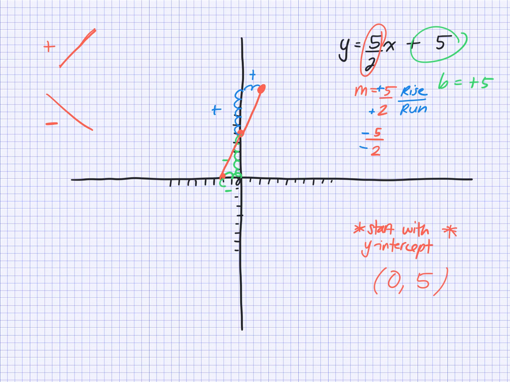And I can keep going. I can go 1, 2, 3, 4, 5, 1, 2. I can go up another 5. 1, 2, 3, 4, 5, 1, 2. Rise over run. We can just extend this as long as we need to.